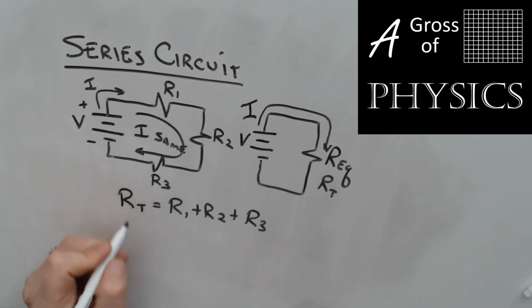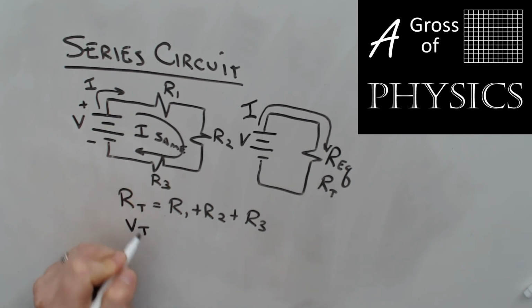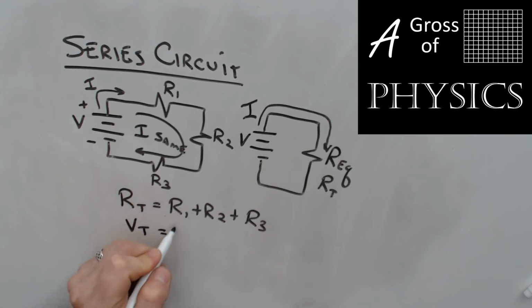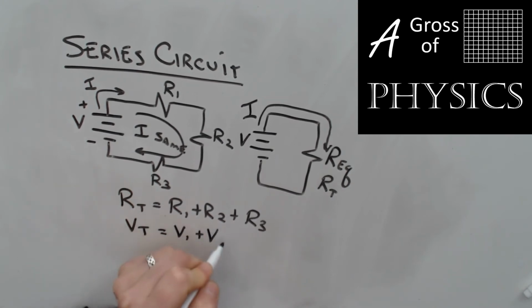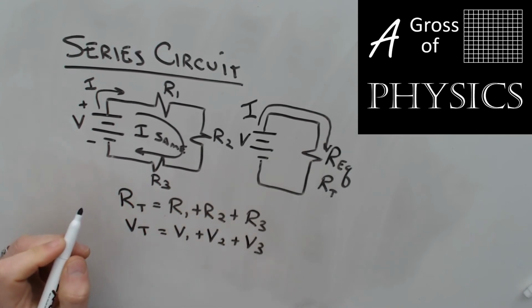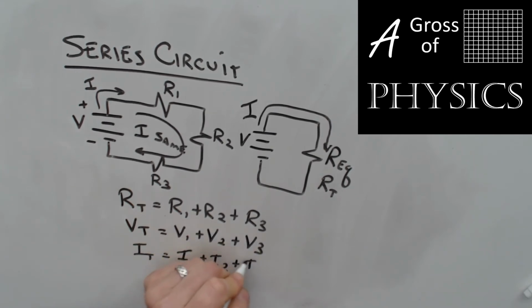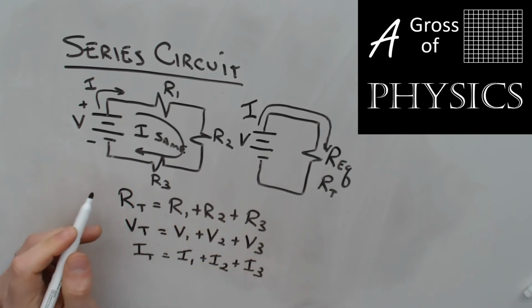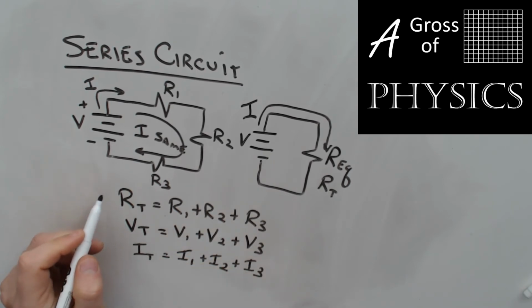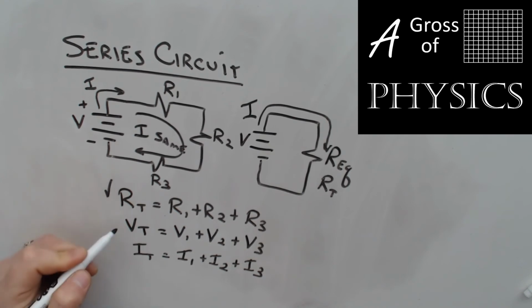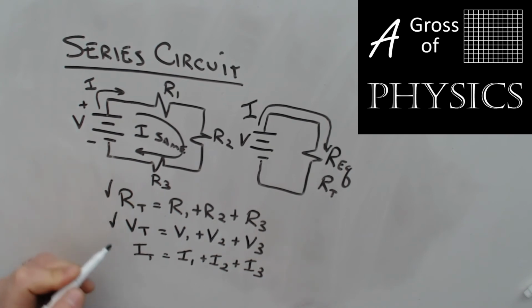Now, the way the voltage works, the total voltage in the circuit is going to be the sum of the voltages flowing through each of the three components. And as we stated before, I is the same everywhere. But the only way to find I is by finding the equivalent resistance, simplifying it, and then expanding it back out. So the resistances are added together. The total voltage is the sum of the voltage drops.